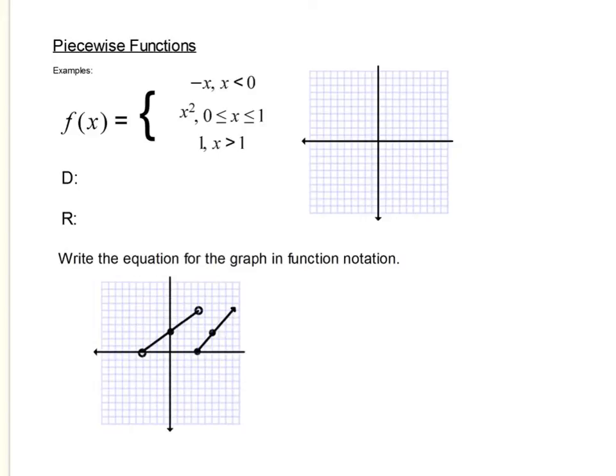So this right here is a piecewise function. Up at the top, this is the way it looks when you write it out. And this is the way it might look when you draw it, okay? So we're going to use the equation to get a graph, talk about domain and range, and we are going to use the graph to write an equation. All right, so piecewise function is exactly what it sounds like. It's a graph in pieces, okay?